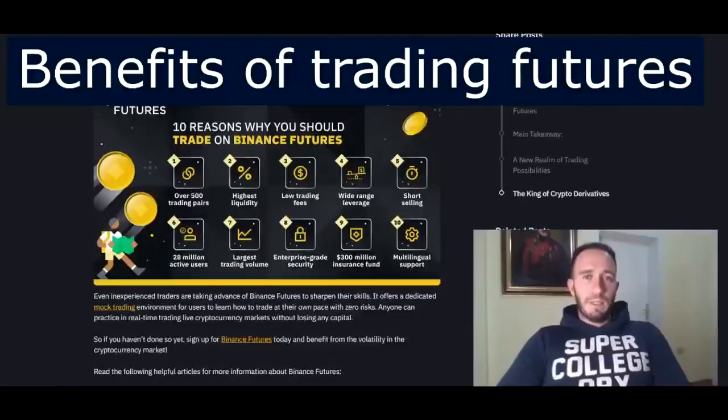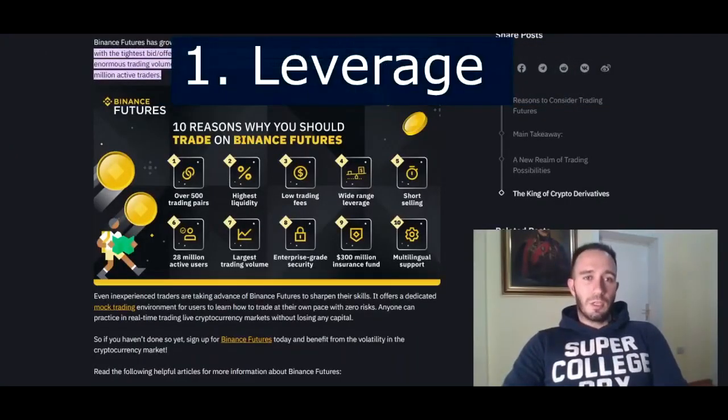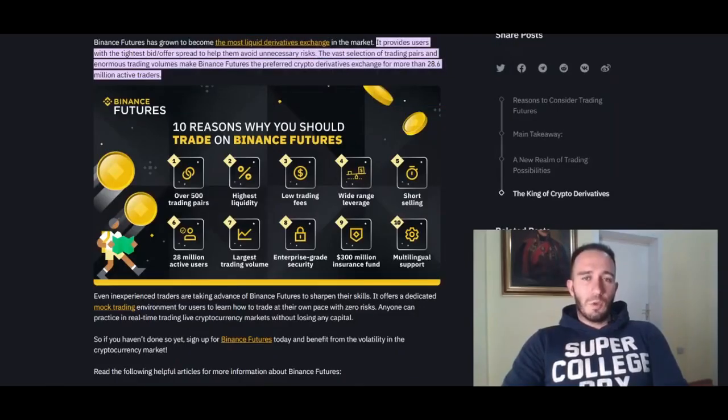There are many benefits of trading futures. First one is leverage. To start trading futures on exchanges like Binance, you can use just $100. For example, to buy one Bitcoin on the spot market, you need thousands of dollars. But with the futures contract, you can open a long Bitcoin position, buy the whole Bitcoin with just a few $100 thanks to leverage. In contrast, leverage is not available in the spot trading.